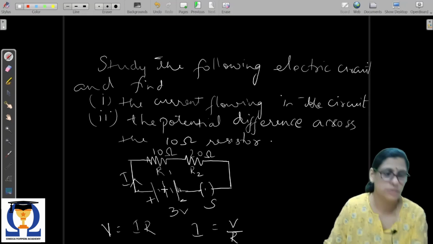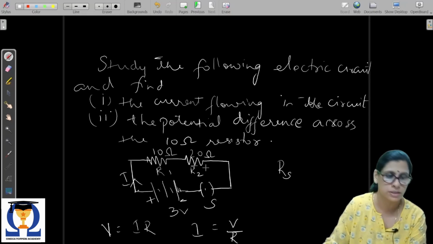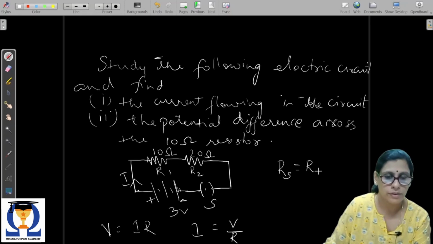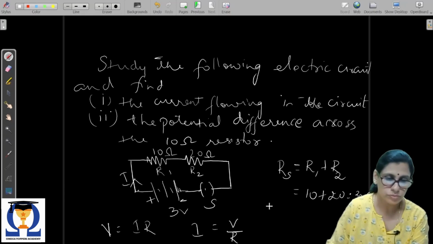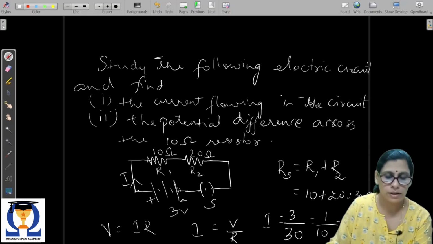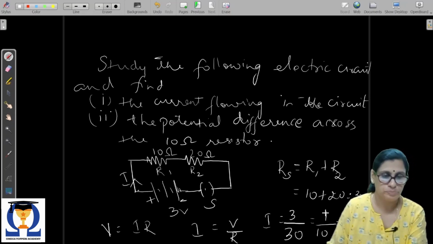In this circuit there are two resistances. First we need to calculate the total resistance, and since the two resistors are connected in series, it is R1 plus R2, which is 10 plus 20, equal to 30 ohms. Now I is the given V, 3 volts, divided by the total resistance, that is 30. That is 1 by 10, which is 0.1 amperes. Ampere is the unit of measurement of current in a circuit.